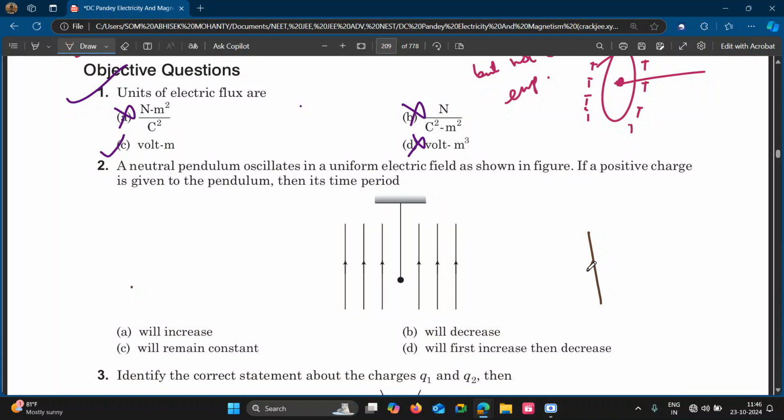See, there are electric field lines going upwards. That means this is the high potential part, and this is the low potential. The electric field goes from high to low, so high to low means the direction of positive charge. The positive charge given to the pendulum, then its time period will become what? That is the question. The movement of positive charge is in the direction of electric field, remember that. That's the hint in this question.